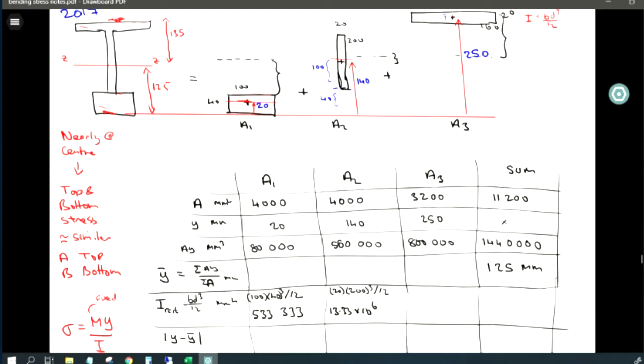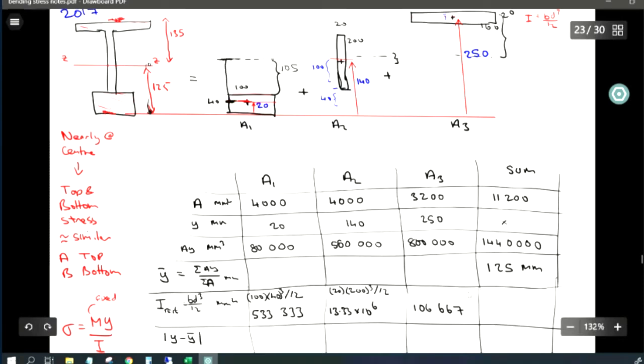And the top one, again, the depth is small and the breadth is large, so it's going to be a smaller value, and it works out at 106.667. Okay, so we can't add those because they're not about the same axis. So the next thing we need is the distance from the center of the section to the centroid. So in this case, if that's 125 from there to there, then that would be 105 as it's from here up to here.